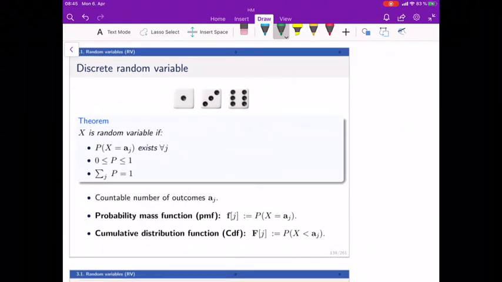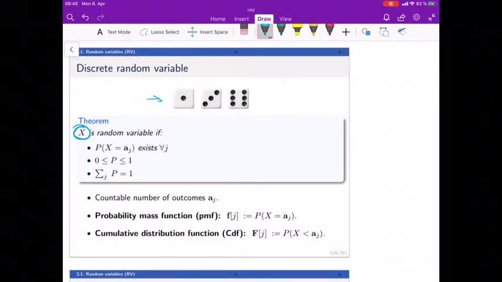Okay, so as always, there are two different types. Let's first talk about discrete random variables, because as you see, an example being dice, it's a bit easier to think about them. So what conditions does our symbol x here need to fulfill to be allowed to be a random variable?